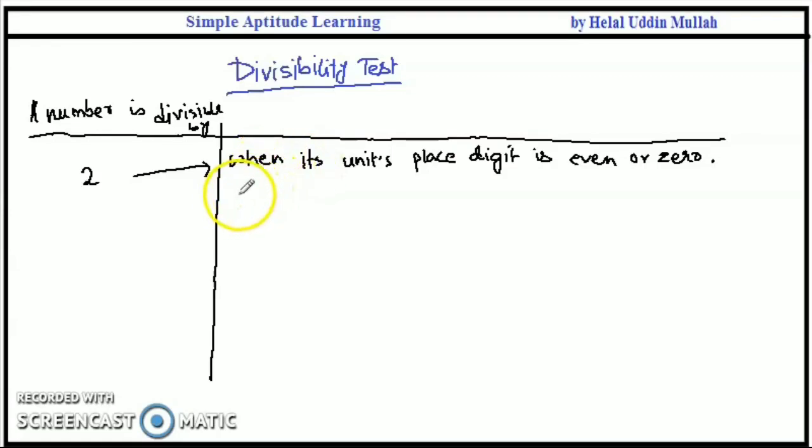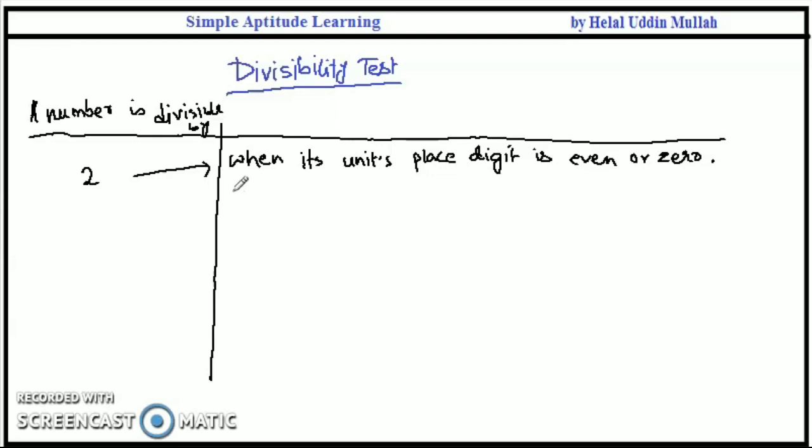So in the second part of the chapter, numerical ability number system, we are going to learn about the divisibility test. When a number is divided by 2 or when a number is divided by 3, we have to find it out in the numerical aptitude exams in a given short time. For that we have to know the tricks provided in this video.